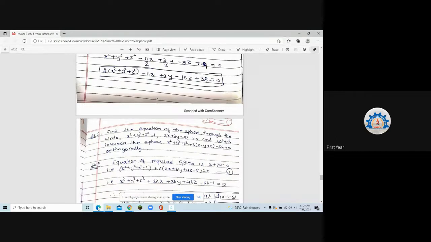How much is that? 114. So just check now. This will get cancelled. 1 lambda will remain. So it is 10 plus 1, 11 lambda. Check. 19. You're getting 19 lambda?